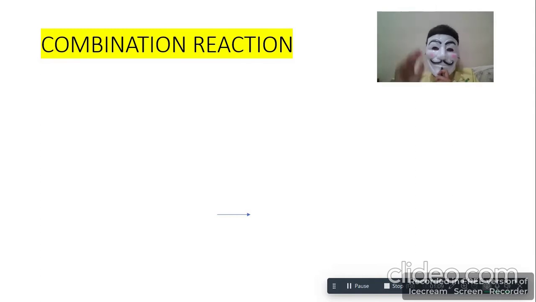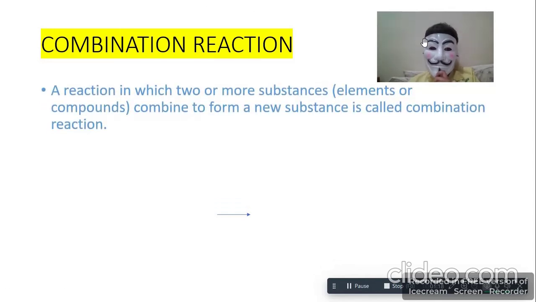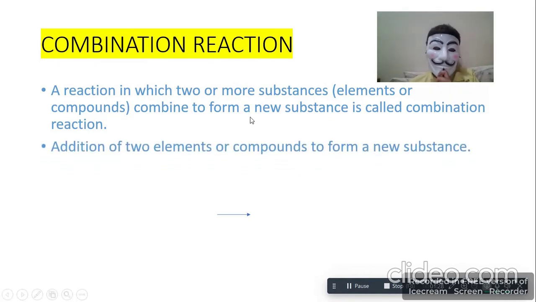Combination reaction. So from the name you can see that something is going to be combined over here. The definition says that a reaction in which two or more elements or compounds combine to form a new substance is called combination reaction. As I told you that the things were being combined over here. So let's go ahead with the second one. Addition of two elements or compounds to form a new substance. So this is a short definition for combination reaction.